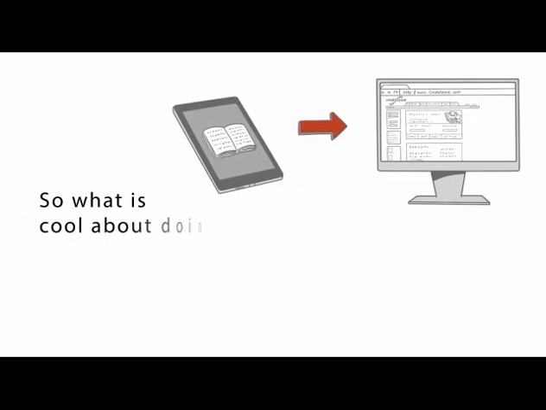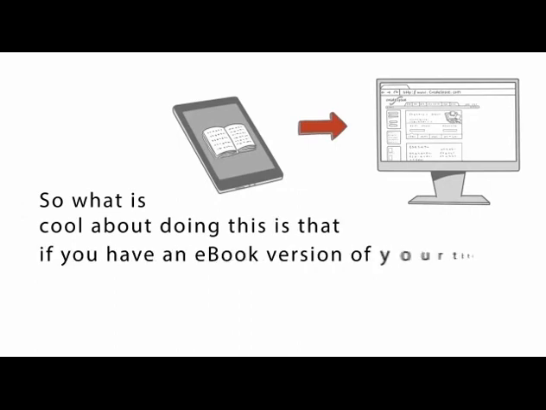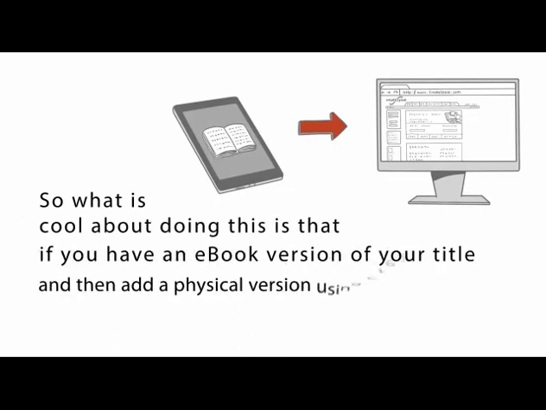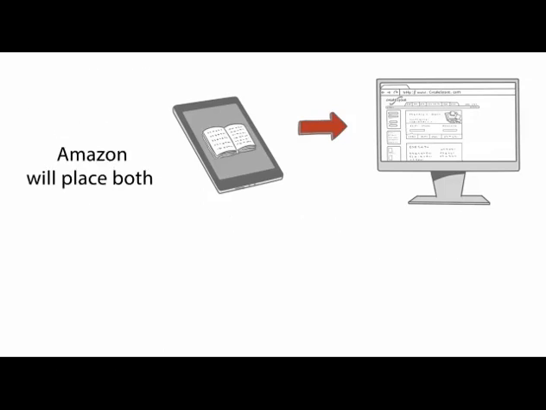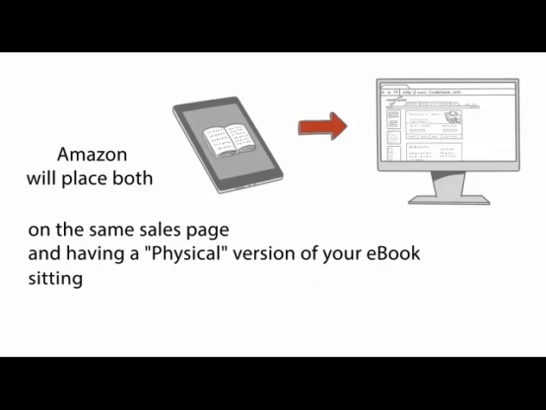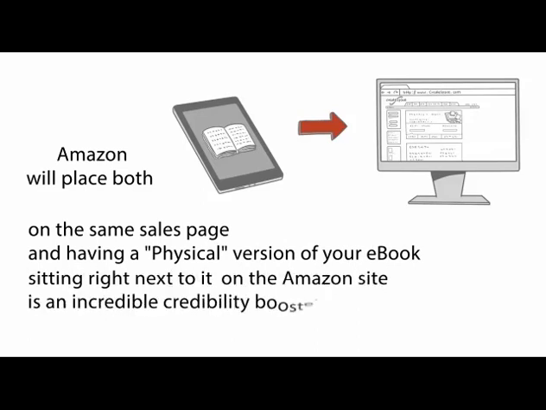So what is cool about doing this is that if you have an ebook version of your title and then add a physical version using CreateSpace, Amazon will place both on the same sales page, and having a physical version of your ebook sitting right next to it on the Amazon site is like an incredible credibility booster.